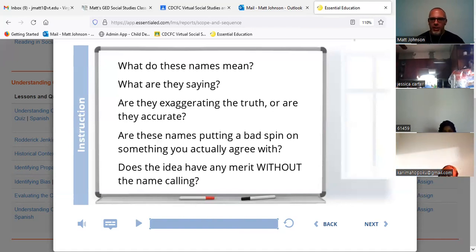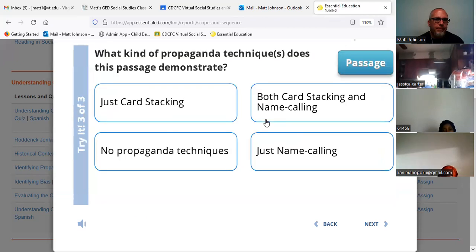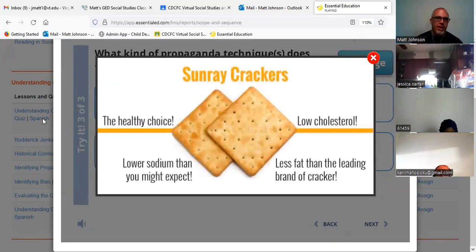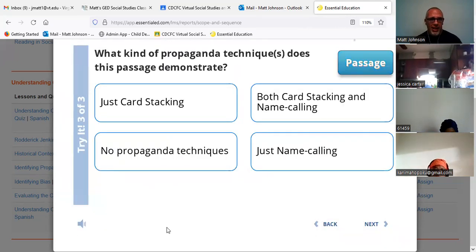All right, we probably have one last question here before we go to the practice questions. What kind of propaganda techniques does this passage demonstrate? All right, let's take a look here. Oh, we just got an ad for Sunray crackers. The healthy choice, low cholesterol, lower sodium than you might expect, less fat than the leading brand of cracker. Let's see, we're talking about Sunray crackers here. The healthy choice, low cholesterol, low sodium, less fat. What type of propaganda technique might be involved here?